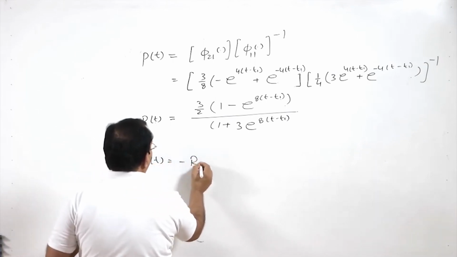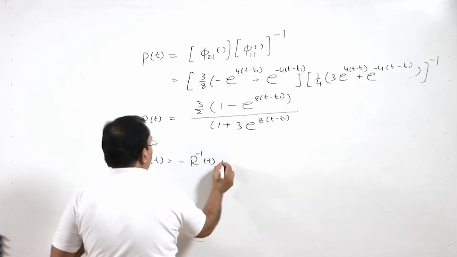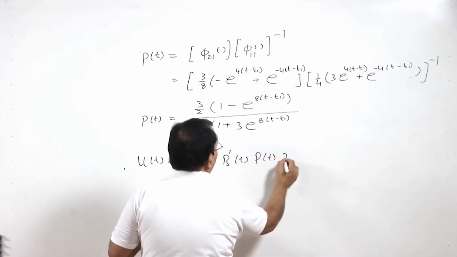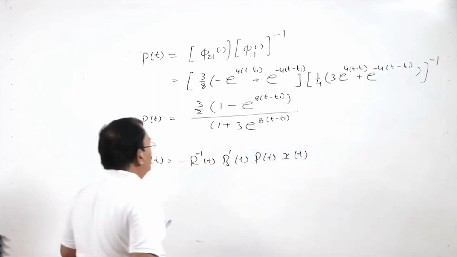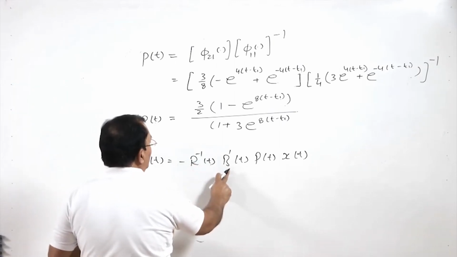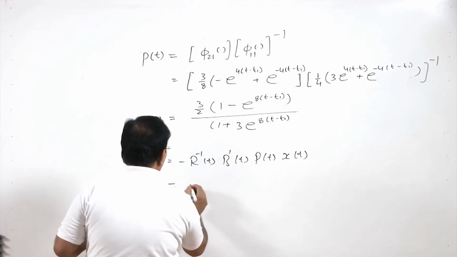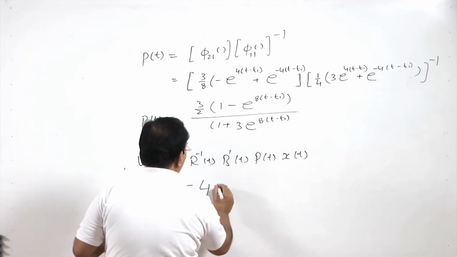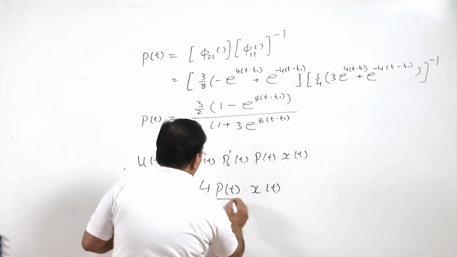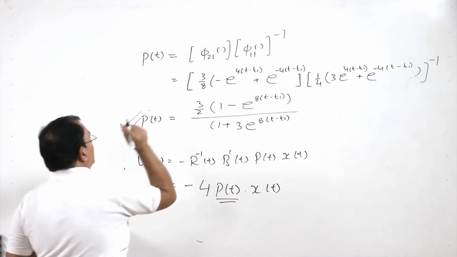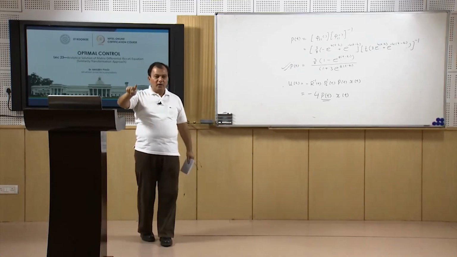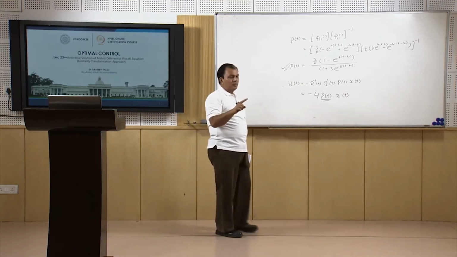This is minus R inverse B prime P(t) x(t). R inverse is 4, B prime is 1. So, this is nothing but minus 4 P(t) x(t), where P(t) is given by this equation. So, this will be my u(t). So, directly I can implement my closed loop control.